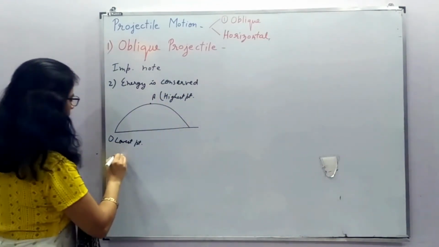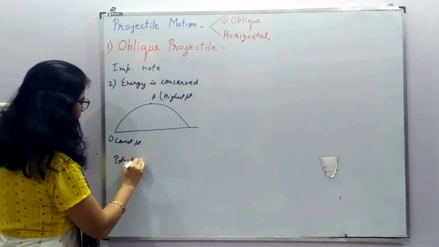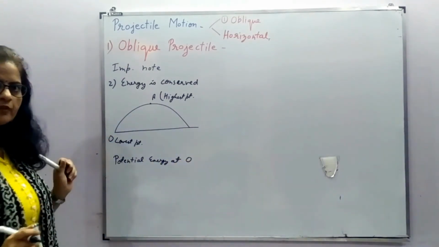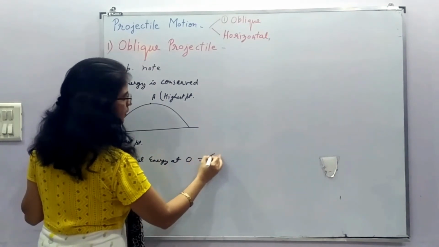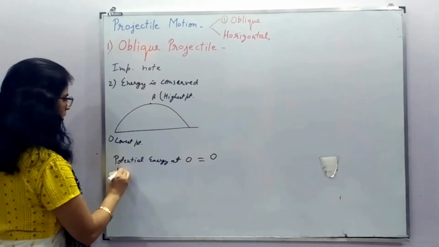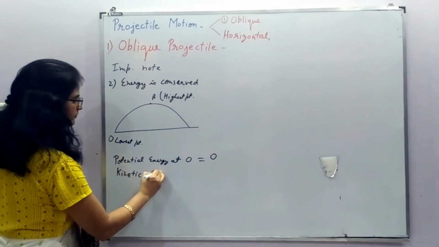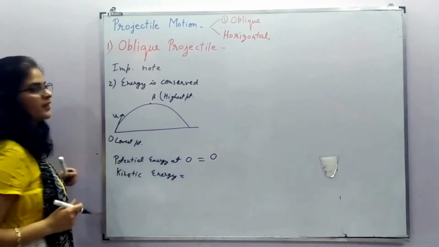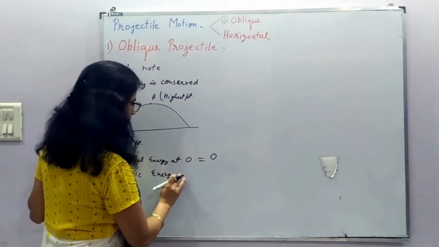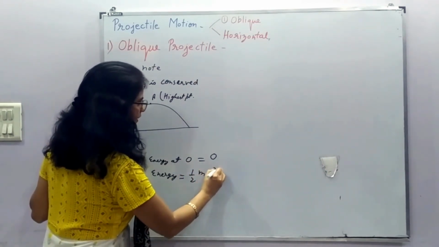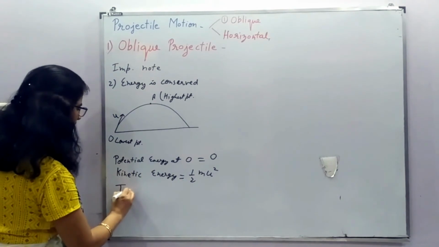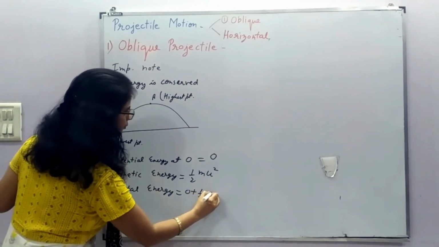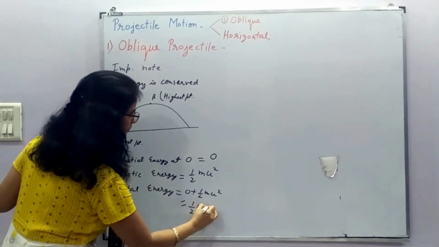So let's take the potential energy at O. What is the height of the point O? This is 0. So potential energy at O is 0. Now if we talk about kinetic energy, the energy will depend on this initial velocity. So this is half mu square. Yes. So what will be the total energy? Obviously 0 plus half mu square. That means half mu square.